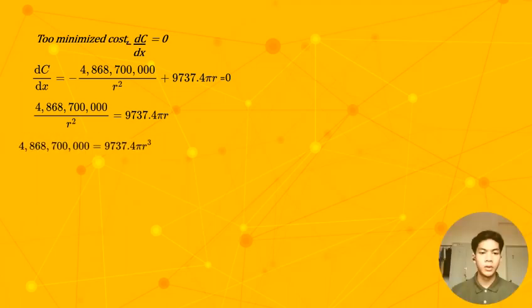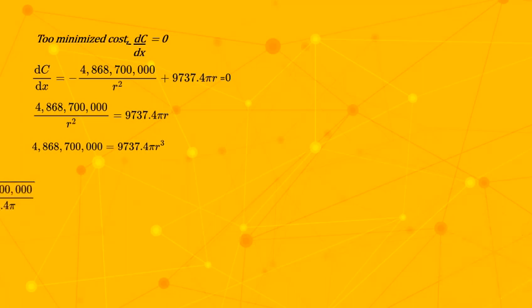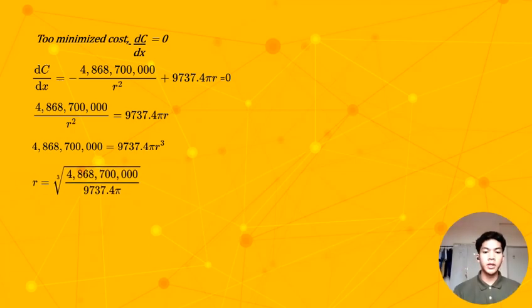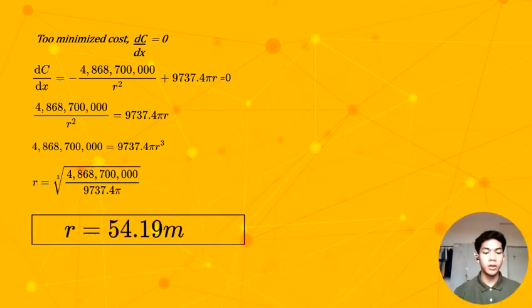Next step, we need to multiply the R² with the right-hand side of the equation. Our objective is to find the R value, so we need to make R alone by bringing the power 3 to the left-hand side to become the cube root, and divide 4,868,700,000 by 9,737.4π. Therefore, the R value will equal 54.19 meters.